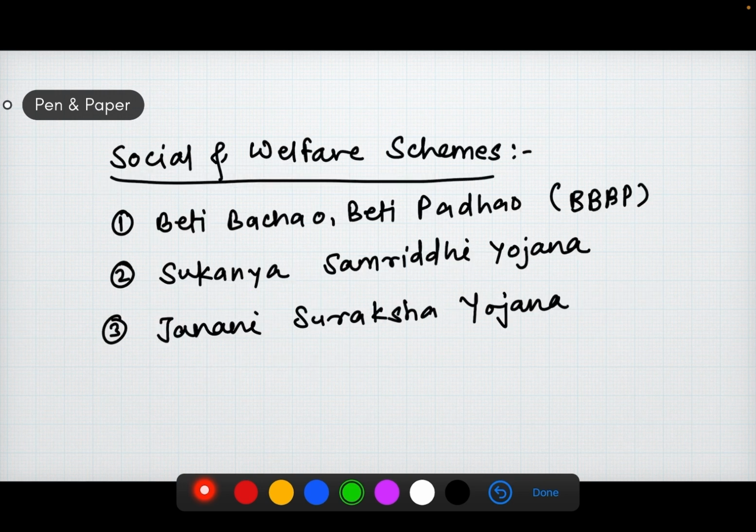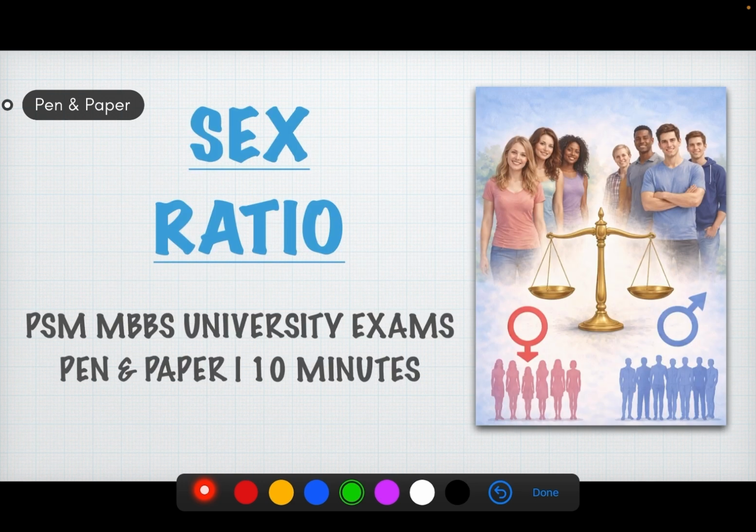Then there are social and welfare schemes such as Beti Bachao Beti Padhao Yojana and Sukanya Samruddhi Yojana, in which a small deposit is put in the account of the girl child. And then there is Janani Suraksha Yojana, which focuses on maternal health and incentivizes institutional deliveries. So that was all about the topic sex ratio.